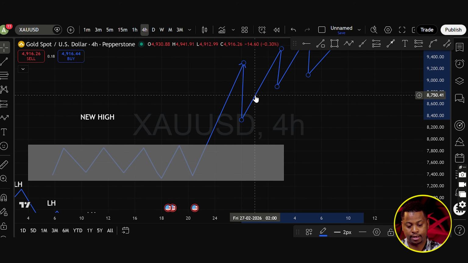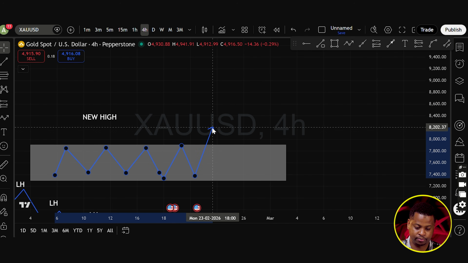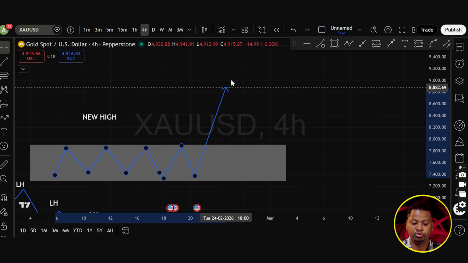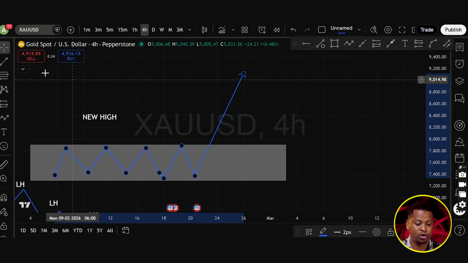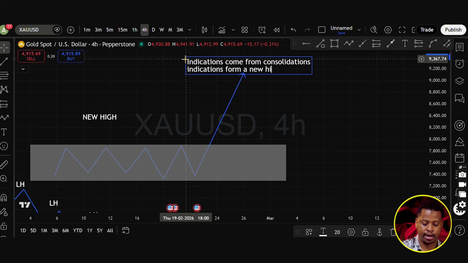As I mentioned, the indication could be this small or this huge, but you do not have to worry. What you need to know about the indication is that indications come from consolidations, and indications form a new high or new low.